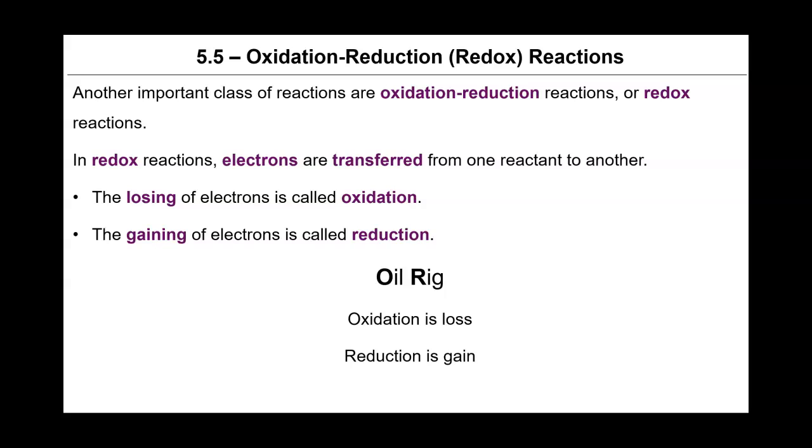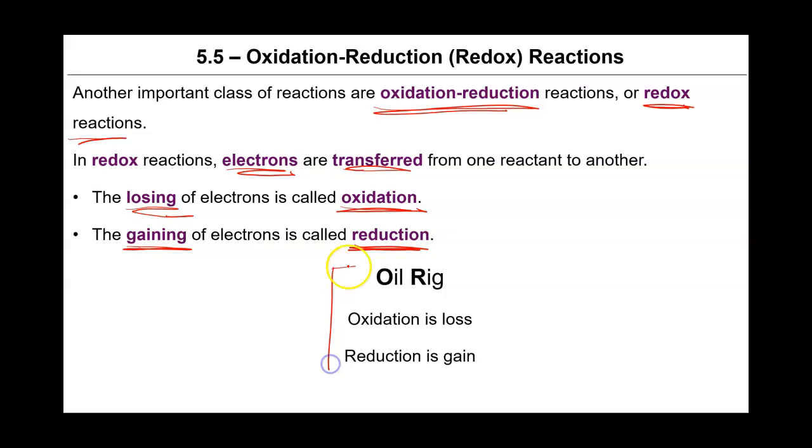Another important class of reactions are oxidation reduction reactions. These are generally described as redox reactions because, well, oxidation reduction is quite a mouthful, isn't it? In redox reactions, electrons are transferred from one reactant to another. The reactant that is losing electrons is said to undergo oxidation, and the reactant that is gaining electrons is said to undergo reduction. We can use the little memory aid OIL RIG to remember this: oxidation is loss, reduction is gain.